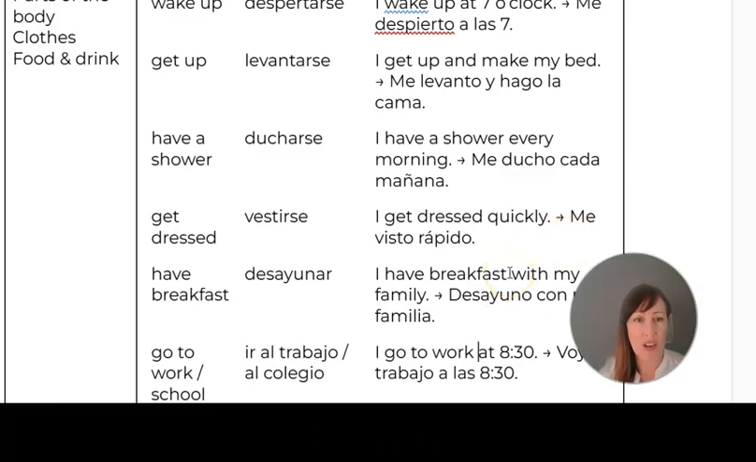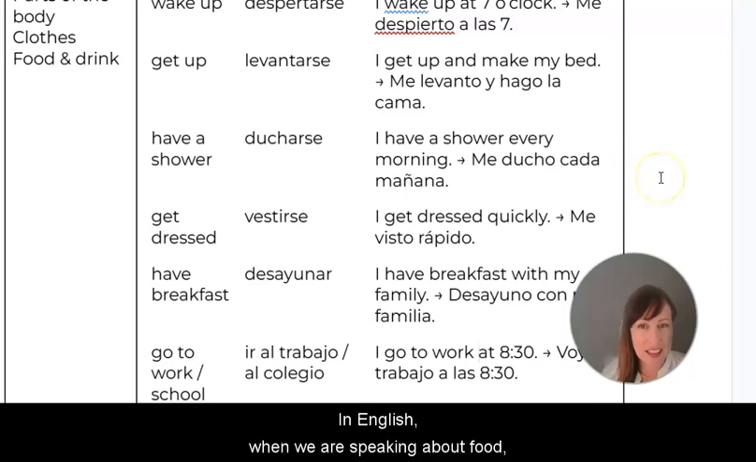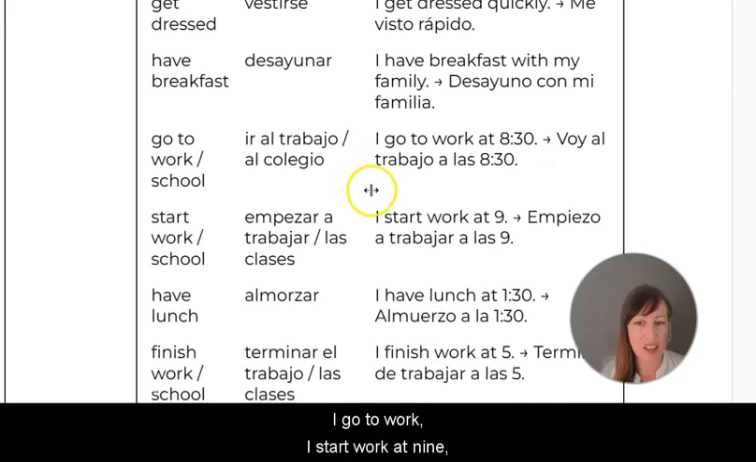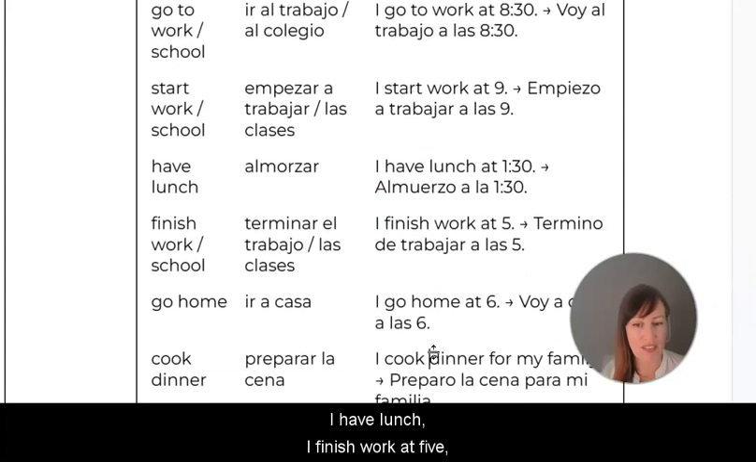In English, when we are speaking about food, we use the verb to have. We do not say I breakfast. We say I have breakfast. We do not say I take coffee. We say I have a coffee. Okay? So I have breakfast. I go to work. I start work at 9. I have lunch. I finish work at 5.